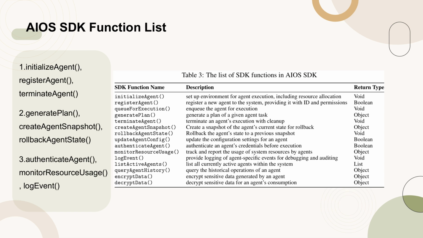Table 3 provides a comprehensive list of SDK functions available in the AIOS SDK. These functions are essential for managing agent lifecycles, resource monitoring, and complex operations within the AIOS framework. Key functions include initialize agent, which sets up the environment for agent execution, and generate plan, which creates a plan for an agent task. Additionally, functions like authenticate agent and monitor resource usage ensure security and efficient resource management. This table is a crucial reference for developers looking to harness the full potential of their agent applications within AIOS.